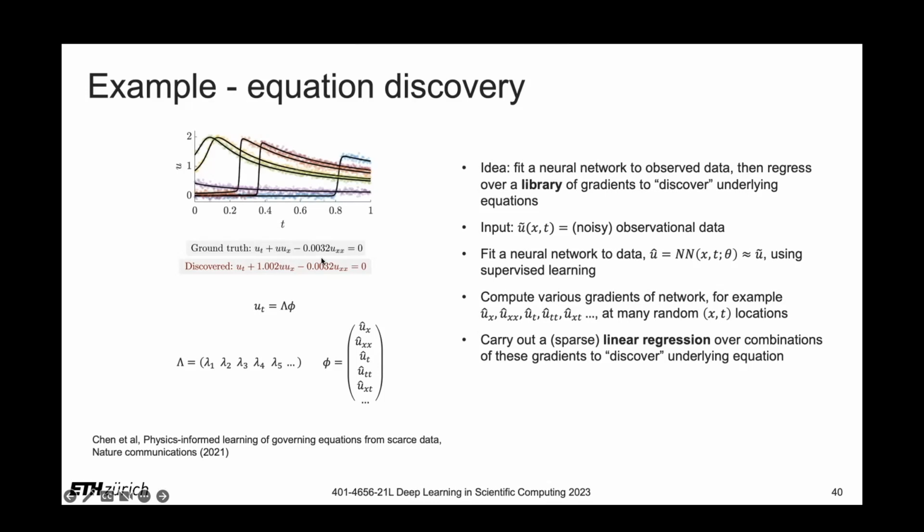So I'm going to take these values and do a sparse linear regression over those gradients. I'm going to assume U_T here is some set of linear coefficients, which I don't know, times the gradients of the network. We're going to try and learn these coefficients, and we can do that just by using linear regression. We don't even have to use anything too fancy. There was a paper in Nature Communications a couple of years ago doing essentially this. They used more advanced physics-informed neural networks, but that's by the by. They can start to discover the underlying equations to a decent accuracy.